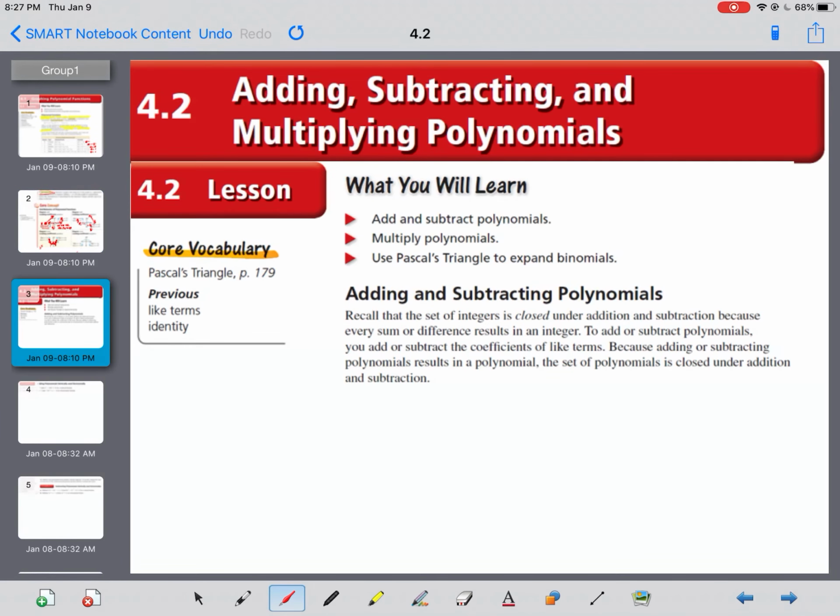Now let's get into what we're talking about today. Adding, subtracting, and multiplying. This is what 4.2 is all about. And adding and subtracting is all about like terms. Like 3 bananas plus 5 bananas makes 8 bananas. But 3 bananas plus 5 oranges still only makes 3 bananas and 5 oranges. You don't put the 3 and 5 together because they're not like terms. It's the same thing for x's, x squareds, constant numbers, and so on.